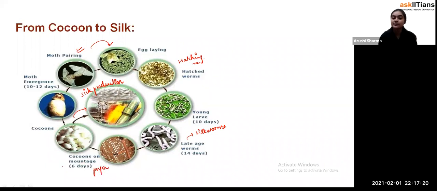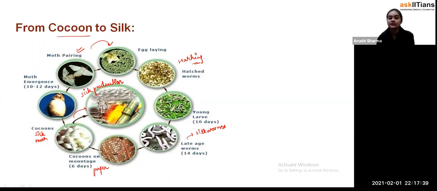And after the pupa development in this big cocoon, there will be the silk moth, and it will fly out. That takes 10 to 12 days, and again the pairing will be done, and again you will find the eggs, and that's how the process repeats, and that's how we get the silk from the cocoon.